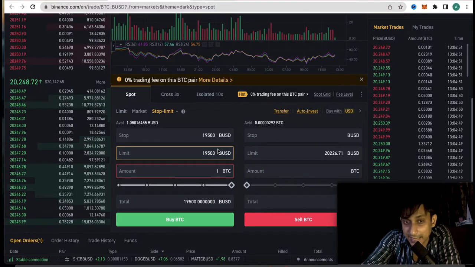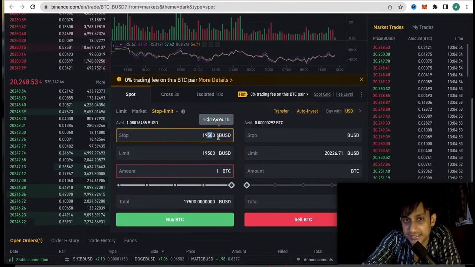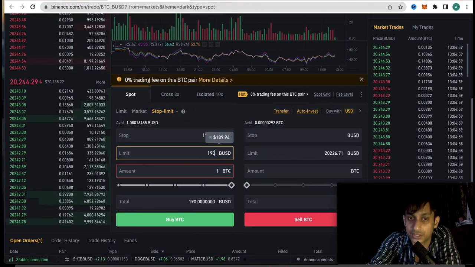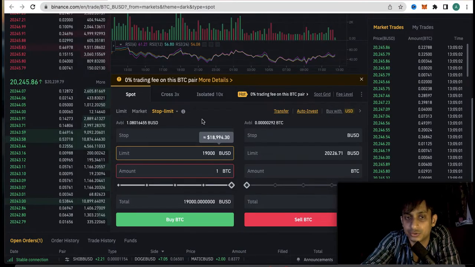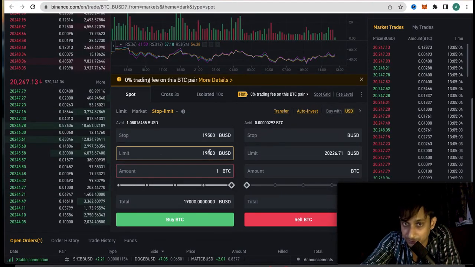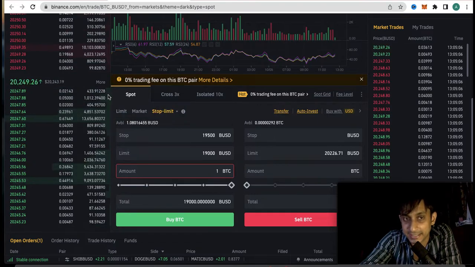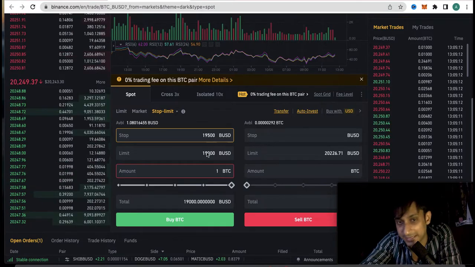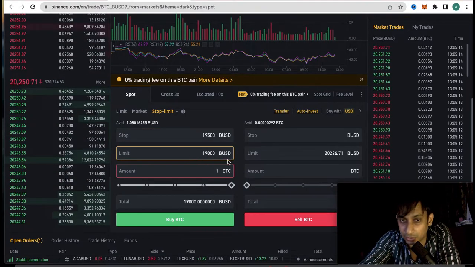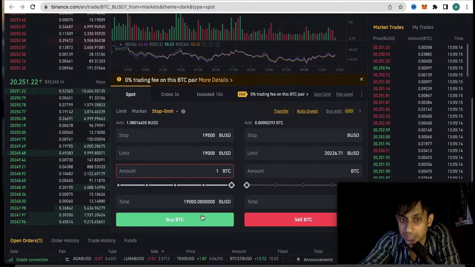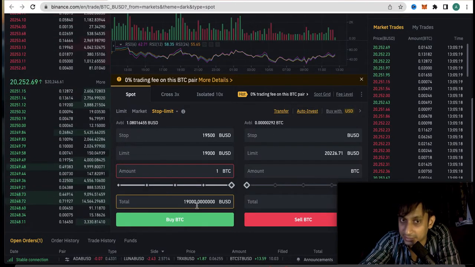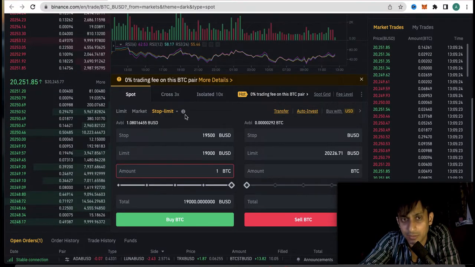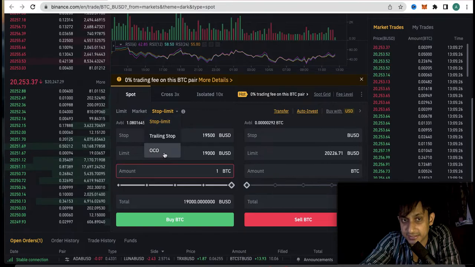But let's say I am sure that if the price reaches this level, the price is even going to touch $19,000. So why should I not buy even cheaper? So what I'm doing over here is that the moment the price reaches this level, 19,500, then place an order of $19,000 per Bitcoin. That means the amount of money that I need to pay is $19,000 for 1 Bitcoin. Fair enough, right?